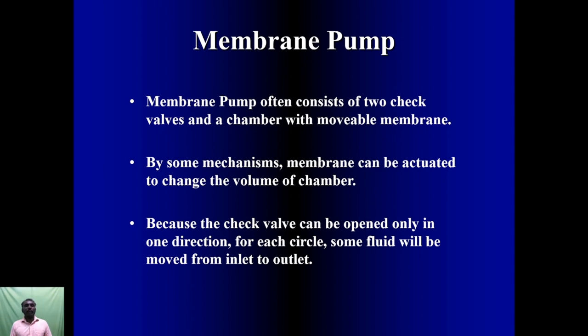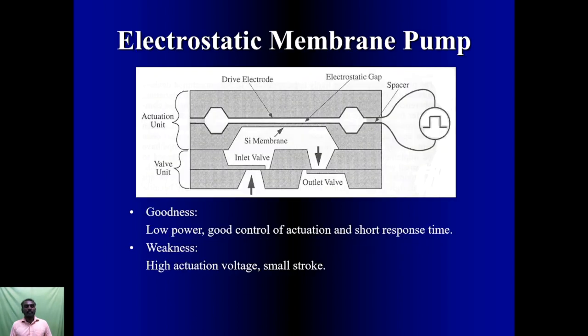Then membrane pump. A membrane pump often consists of two check valves and a chamber with a movable membrane. By some mechanism, the membrane can be actuated to change the volume of the chamber. Because each check valve can be opened only in one direction, some fluid will be moved from inlet to outlet. This is a schematic diagram of an electrostatic membrane pump. The advantages are low power, good control of actuation and short response time. Disadvantages are high actuation voltage and small stroke.